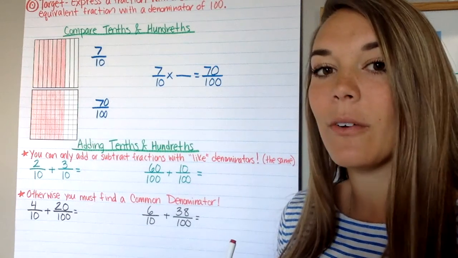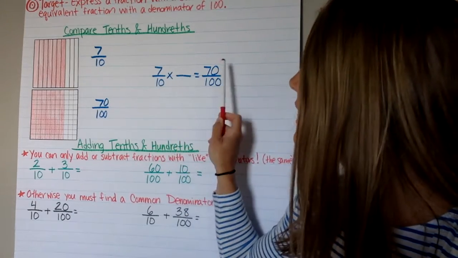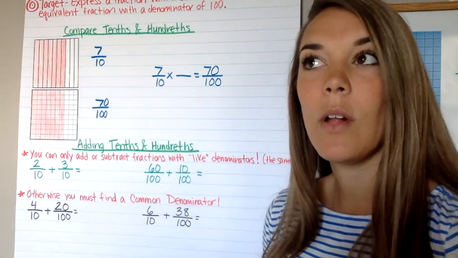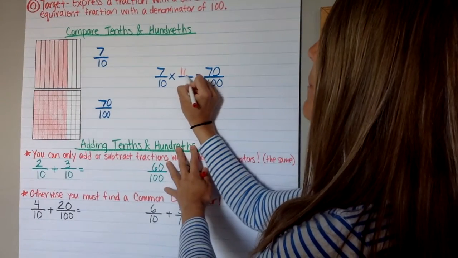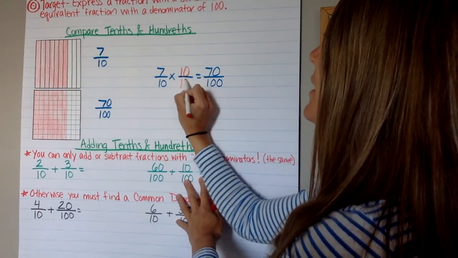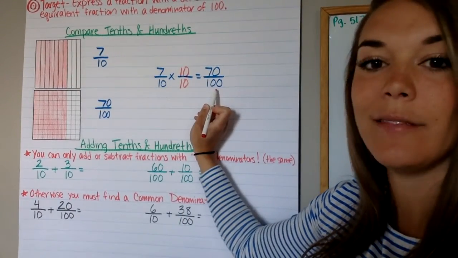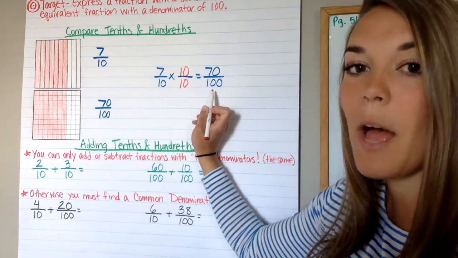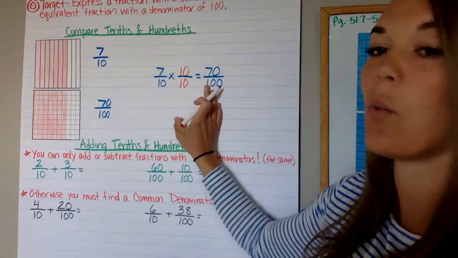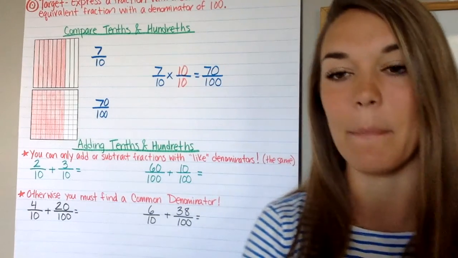So it's like a puzzle. I have to ask myself, 7 times what is 70? Well, I know 7 times 10 is 70. Whatever you do to the top, you must do to the bottom. So let's see if that works. Is 10 times 10 100? Yes, it sure is. So all they did was multiply by 10 to be able to find its equivalent fraction. These are nice, boys and girls, because they're nice, easy numbers, okay?